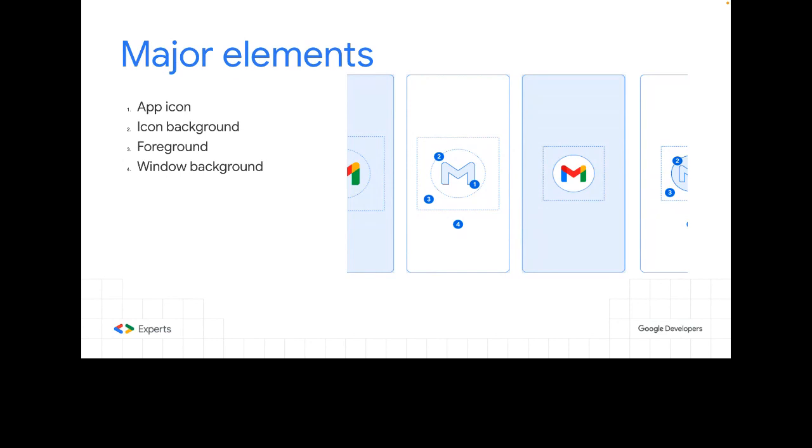So the first thing is the application icon, which is in the center. For example, this is Gmail. The second is the background for that icon, so you can also define the background. Then the foreground color, which is the third component. And the fourth one is the window background, which is the entire screen of your splash screen. You can provide a different color for that too. And if you do not provide the window background color, it will take the default window background color from the application.